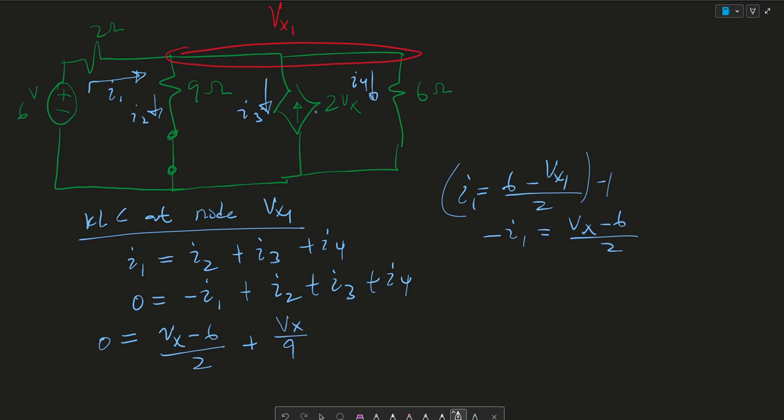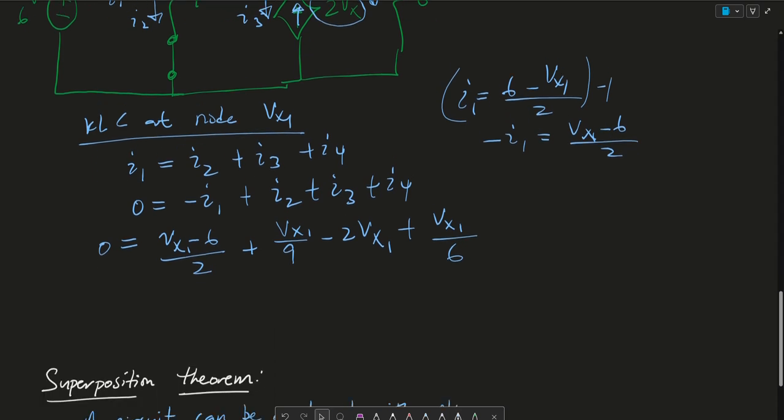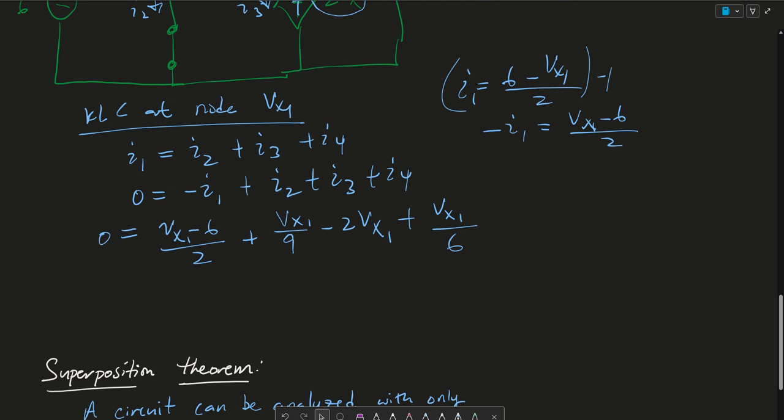I3 is equal to minus 2 times Vx, so minus 2Vx, because it's going the opposite direction of this dependent current source. And then we get plus Vx1 over 6 ohms. Again, these should be Vx1. Should we have a 1 next to them? So super simple. What we can do is pull out Vx.